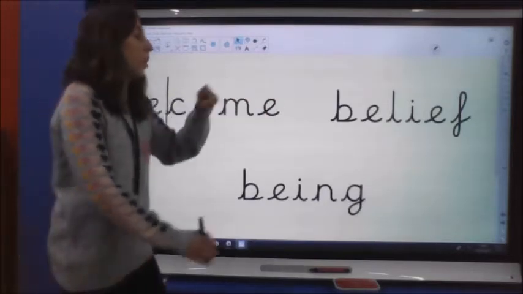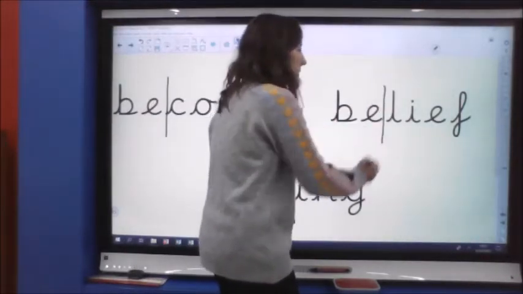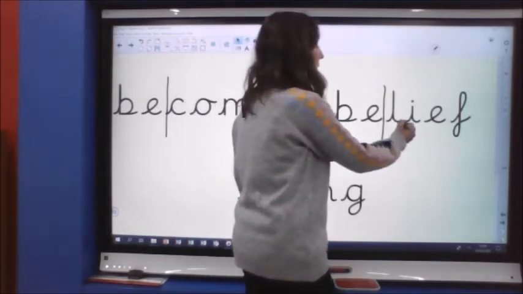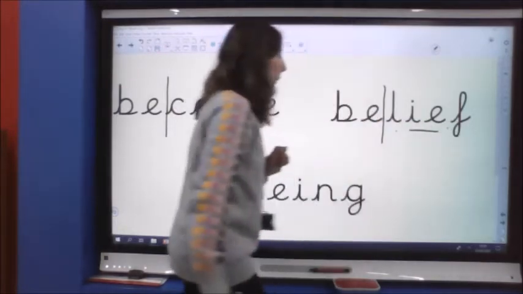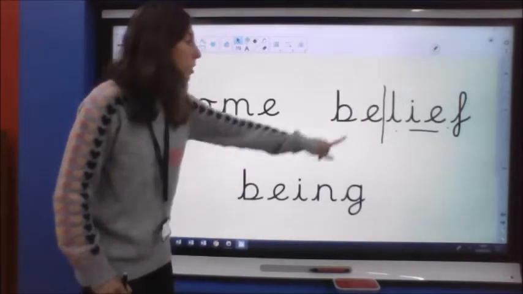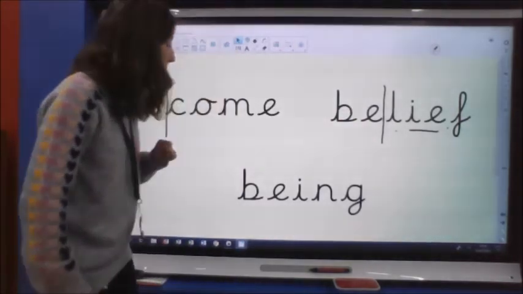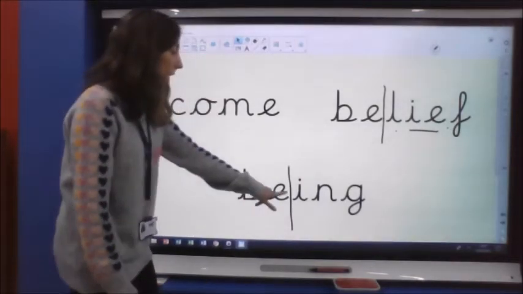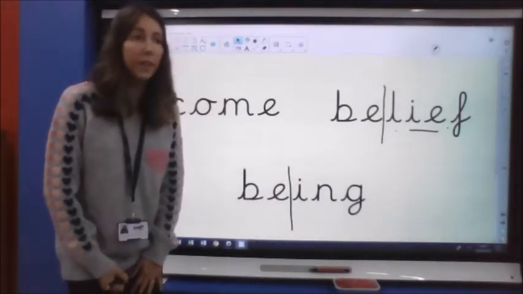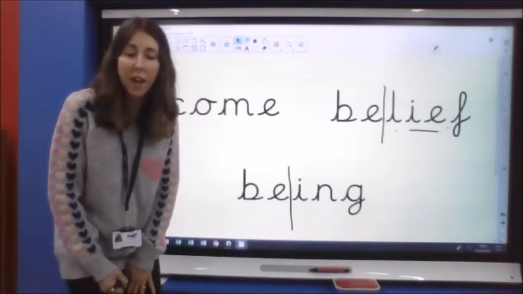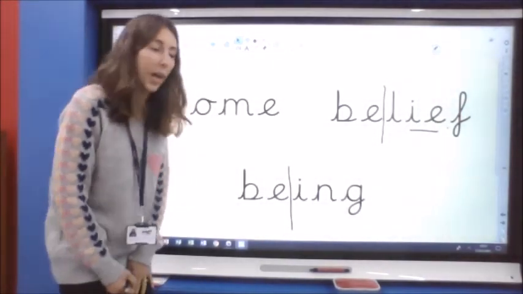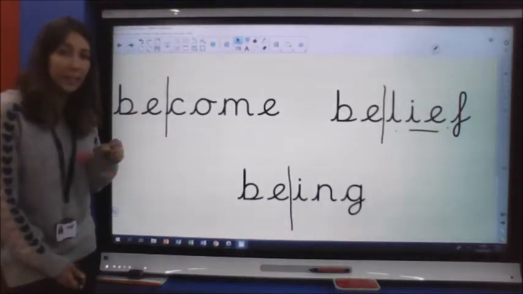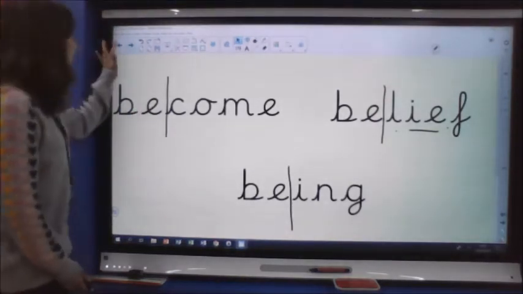Okay. Then we've got be. Oh, we've got our alternate IE pronunciation there, haven't we? Be, e. Belief. We've had that one when we thought about our IE making an E sound, didn't we? And then this one, we've got our B at the start. Be, ing. Being. You are being very kind. Okay, so lots of our words where E makes the long E sound can start with B.